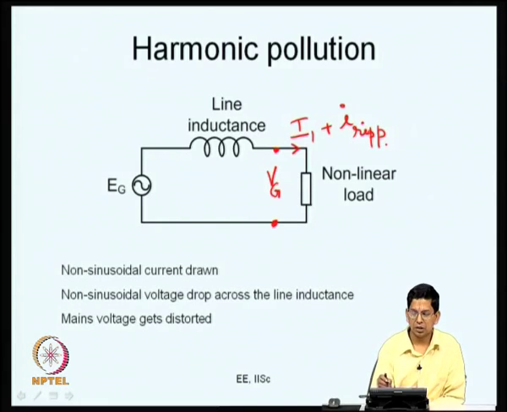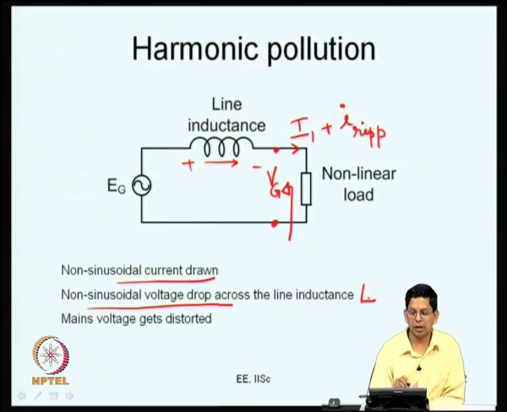So, what happens is this I ripple flows through this. It consists of several harmonics. When harmonic currents flow through the inductor, there will be corresponding harmonic voltages across the inductor. So, across this inductor you have some ripple voltage, harmonic voltages. It is not just a sinusoidal voltage, there are some harmonics also there. So, if you look at the mains voltage between these two terminals, this voltage is no longer sinusoidal. This non-sinusoidal current drawn results in a non-sinusoidal voltage drop across the line inductance. This is the line inductance, and because of this the mains voltage gets distorted.